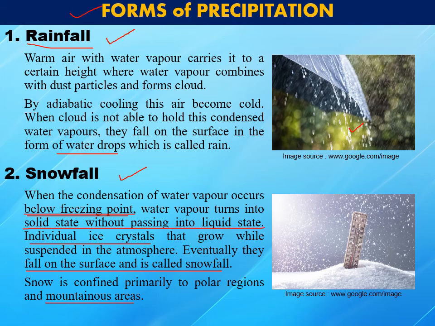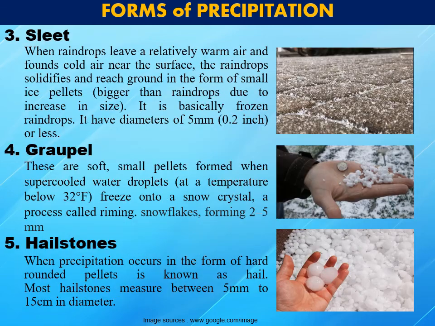Next type of precipitation is known as sleet. This occurs when raindrops leave relatively warm air and find cold air near the surface. During condensation from water vapor to liquid water, latent heat is released in the atmosphere, so the upper part of the atmosphere becomes warm. In contrast, the air close to the surface is relatively cold. So a temperature inversion is often found to occur.